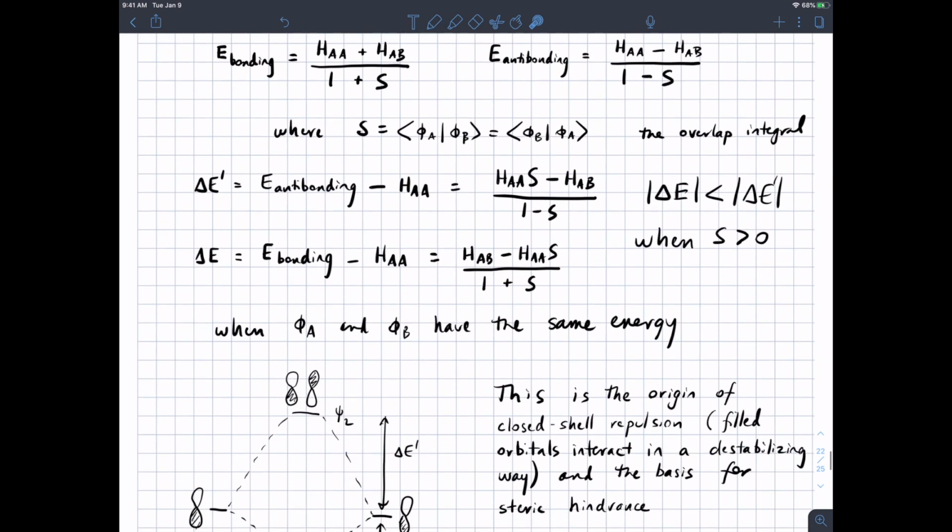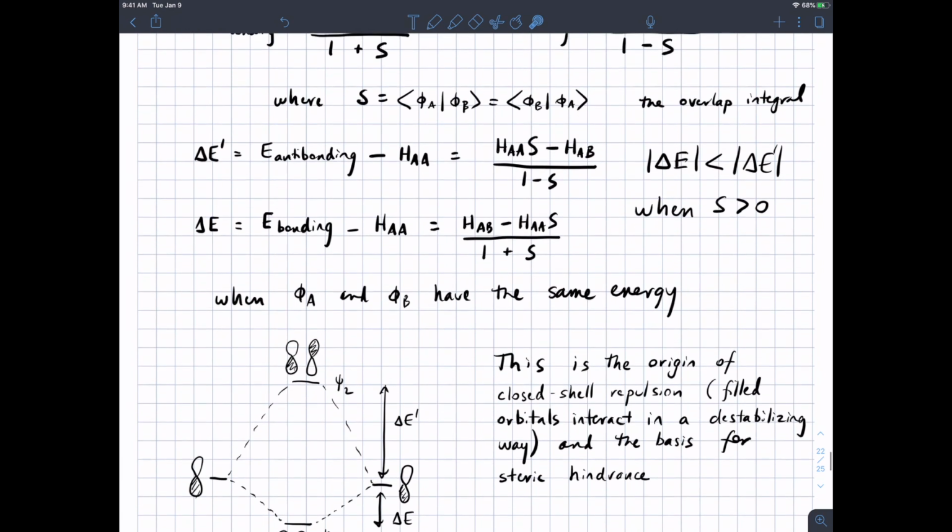And we talked about how that's the origin of closed shell repulsion, perhaps steric hindrance, because if you take two filled orbitals, both filled with 2 electrons, and you mix them together, you're going to populate the higher energy orbital, which is always more unstable than the lower bonding type orbital is.